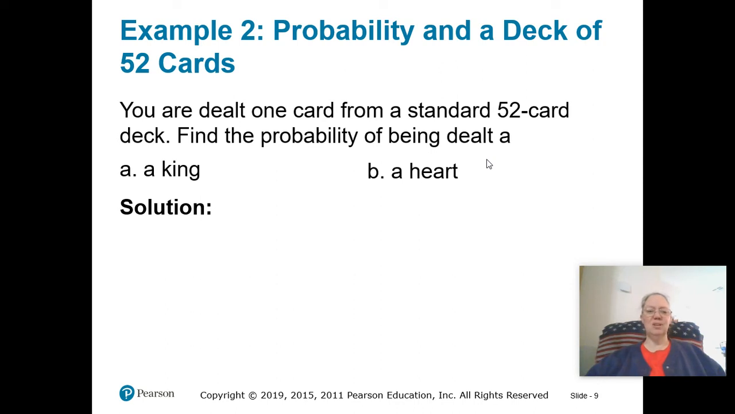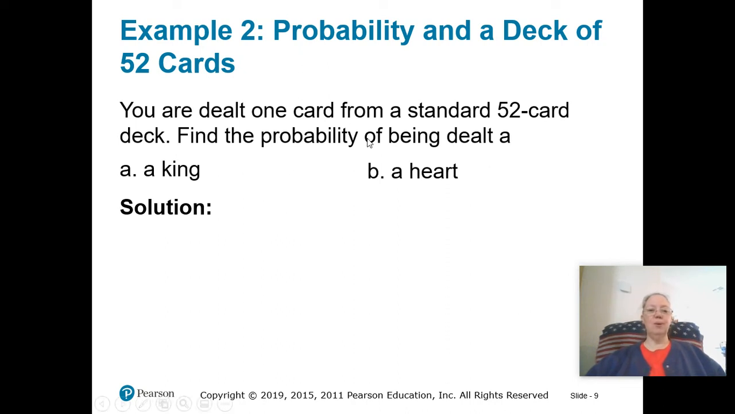In each suit, they have ace, 2, 3, 4, 5, 6, 7, 8, 9, 10. Then they have a jack, a queen, and a king. So those are the different cards. If they ask about a face card, those would be the jacks, the queens, and the kings because they have faces on them. They're called face cards.